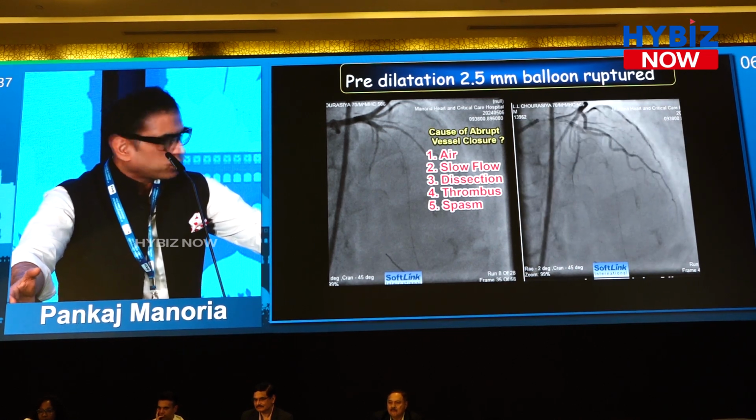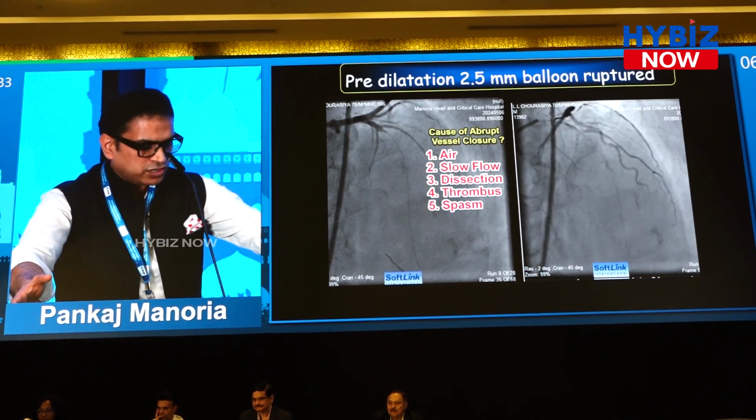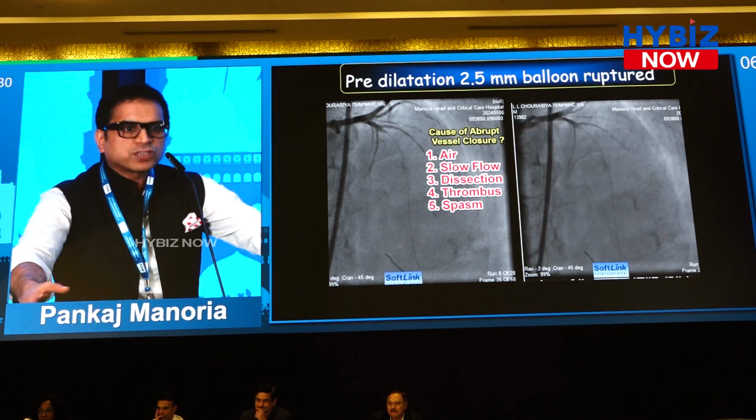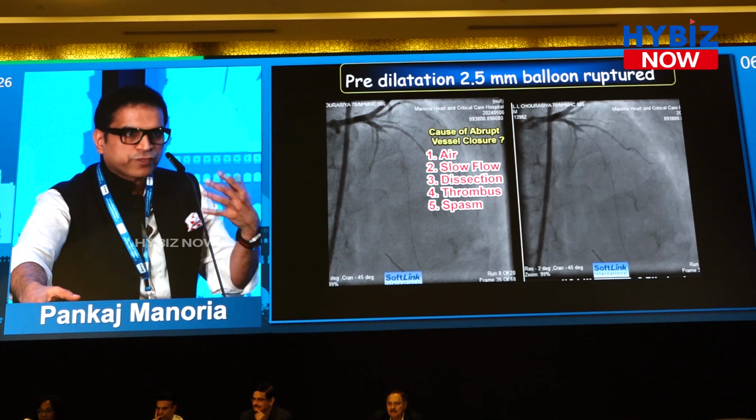It can be because of air embolism, because the balloon has ruptured. It can be because of slow flow. It can be because of dissection. It can be because of thrombus. And it can be because of spasm, because of barotrauma. Multiple possibilities are there. How to differentiate?